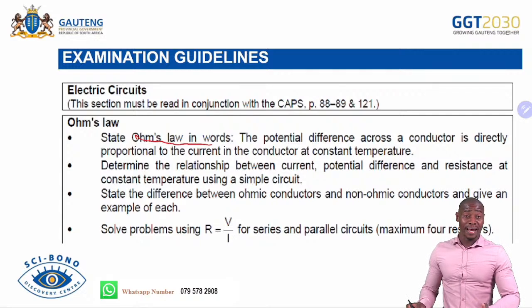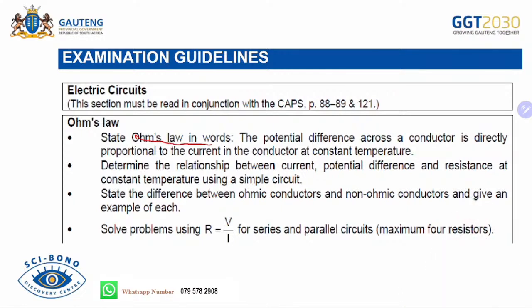Even if they say define an ohmic resistor, maybe instead of saying ohmic conductor, an ohmic resistor is a resistor that obeys Ohm's law. A non-ohmic resistor is a resistor that does not obey Ohm's law. Then again, you'll be required to solve problems using the equation R equals V over I for series and parallel circuits, and a maximum of 4 resistors will be given. In other words, you won't get a circuit with 5 external resistors. The maximum should be 4, excluding the internal resistance.